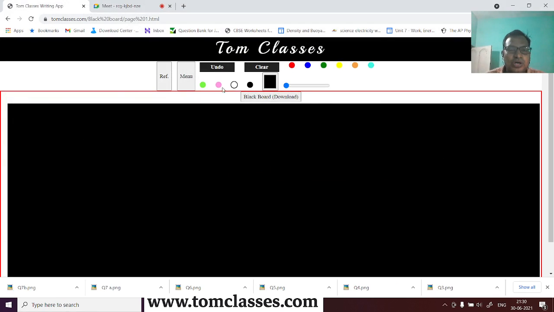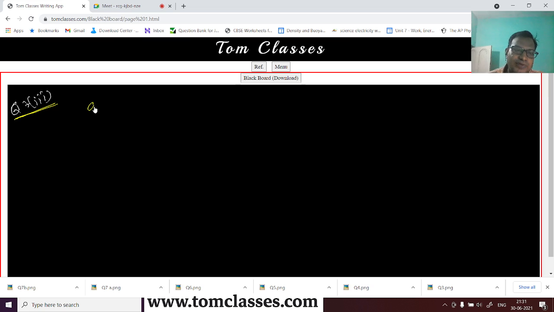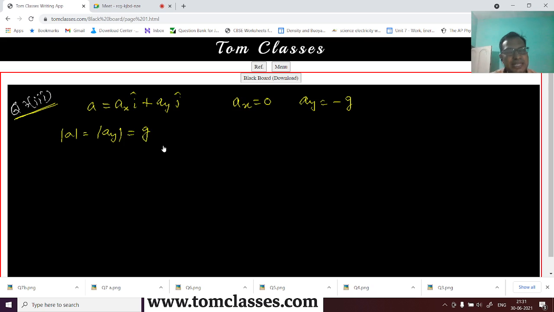Now let's talk about the acceleration. That is question 7 third part, right? So acceleration will be given by what? It is AX i plus AY j, right? There are two components, X and Y. So AX is always 0, we know that, and AY is minus g. Okay, so the mod of A is always going to be mod of AY, that is nothing but g, and it is always directed downward.